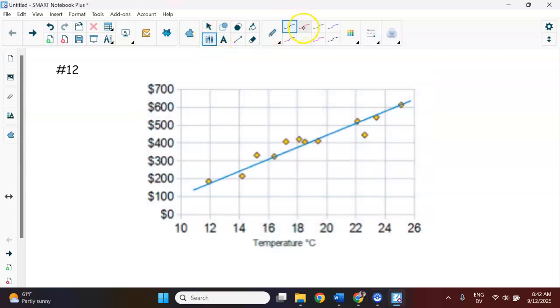All right, hello. We're going over number 12 from the slope homework. No, from the scatter plot homework, sorry. And our goal here is to find the slope. Okay, so remember the slope here is the steepness of the line.